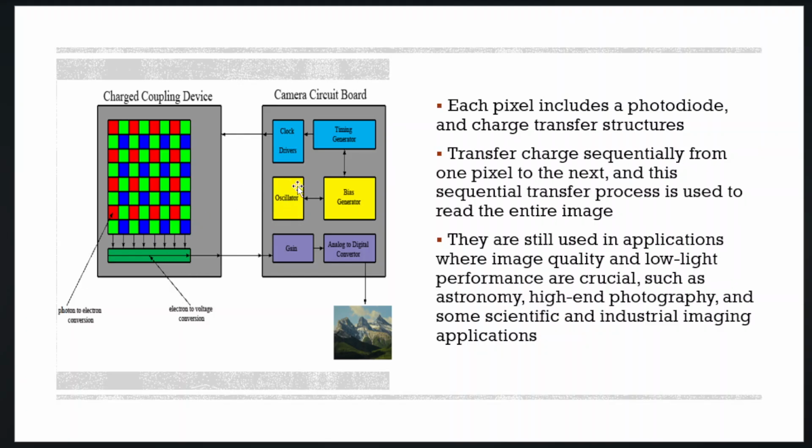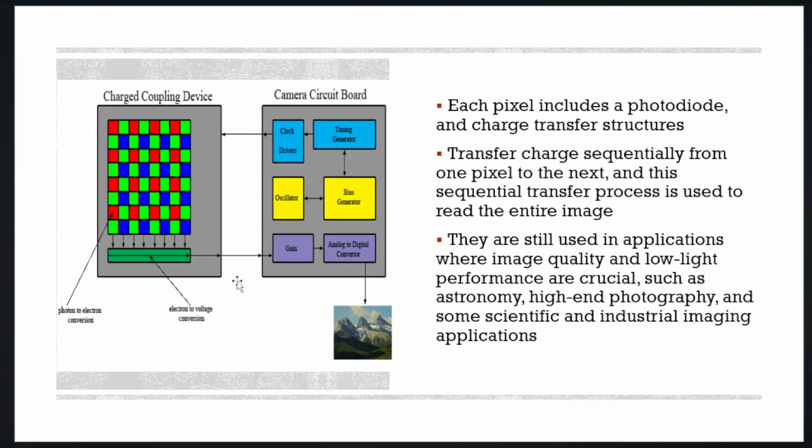So we have an oscillator, and then a timing generator, and then a clock cycle. It will generate at what instances the pixel values are transferred here, and then how it will be transferred. That's it. We don't have to go into too technical details here.